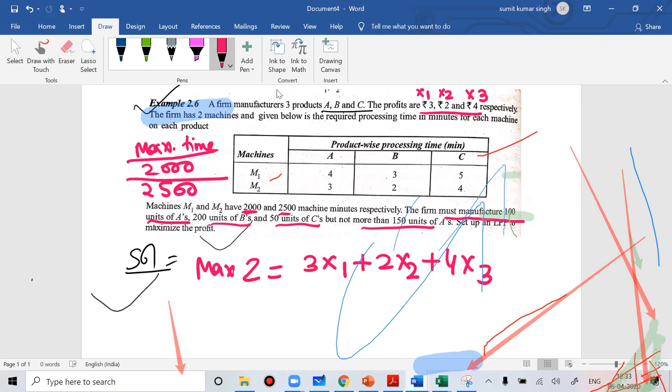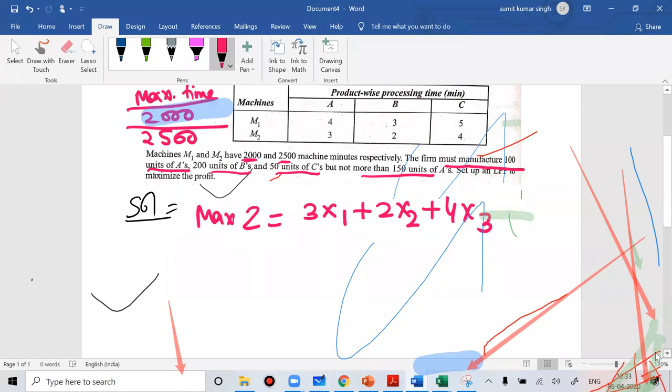You write the decision variable as: let the firm manufacture X1 units of A, X2 units of B, and X3 units of C. On 1 unit of A you get 3 rupees profit, on 1 unit of B you get 2 rupees profit, and on 1 unit of C you get 4 rupees profit. This is the maximum you can get. Okay, then you write your constraints. Subject to the constraints, what are your constraints?